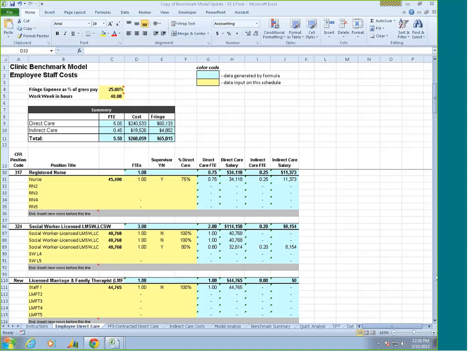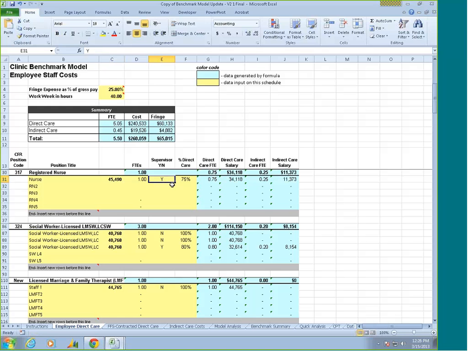The next input field is what's called supervision, yes or no. That is really used to indicate if a staff has indirect care responsibilities and therefore carries a reduced productivity expectation. So it's just an indicator. It doesn't drive the model.